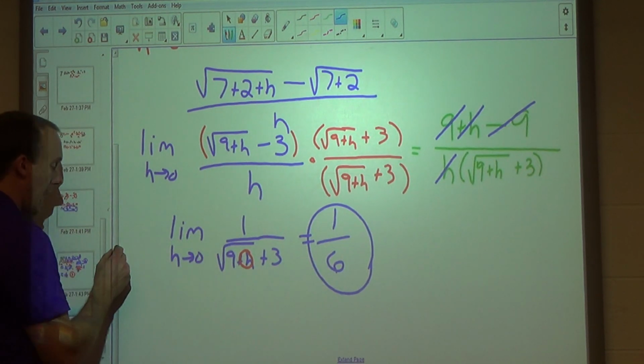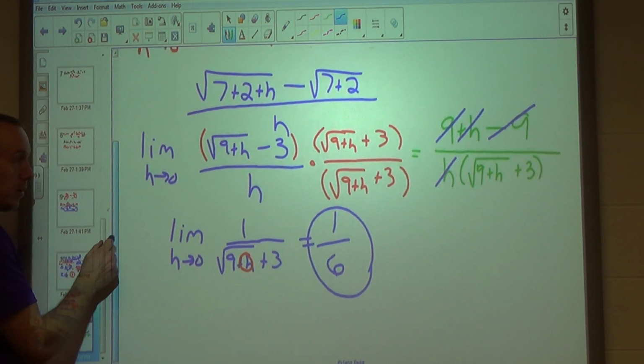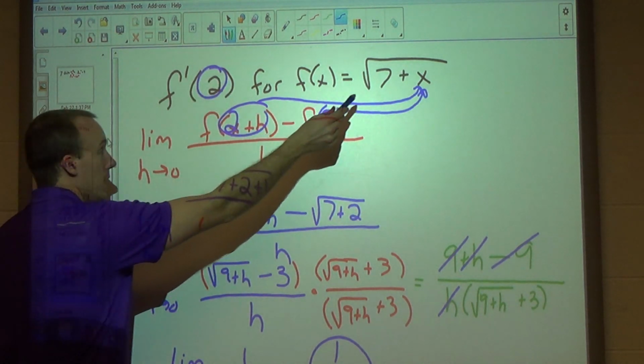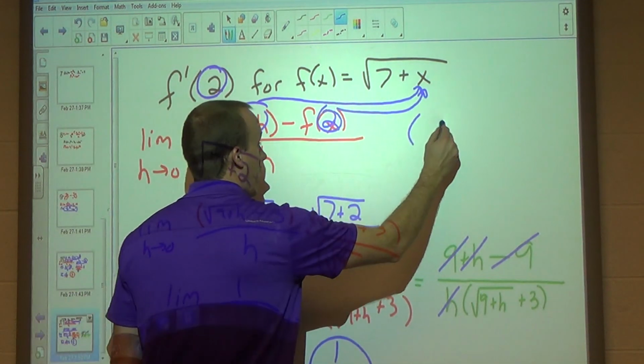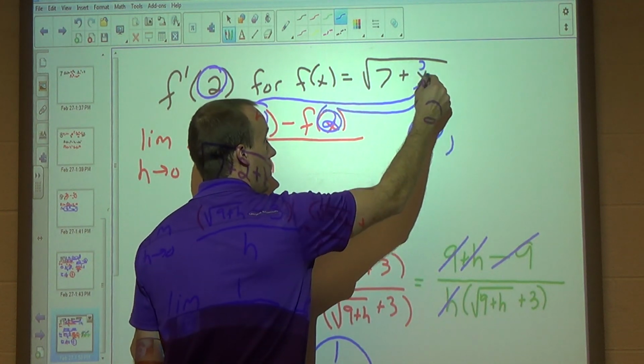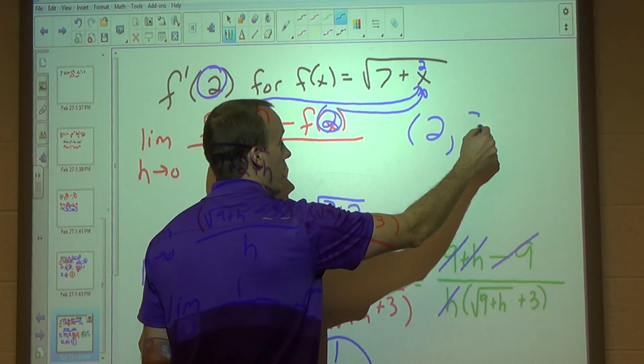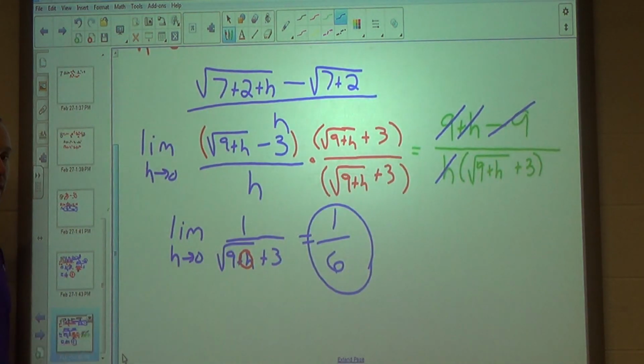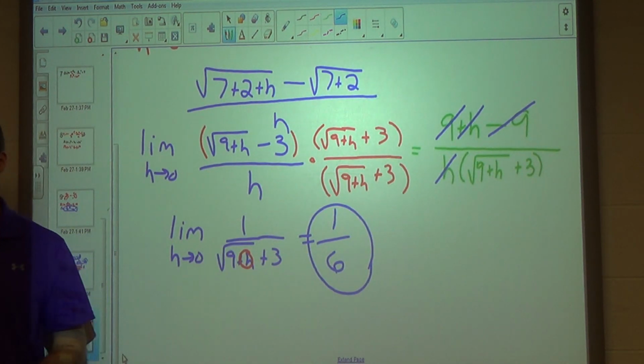Here's my slope. How would I get a point out of this if that's my slope? Plug your x into the function. Yeah, and the x would be the 2 here, right? So I plug my 2 into here. So it'd be 2 comma, what would that be, the square root of 9? 3. So now you have a point. Point-slope, yep, and then that's my tangent line, on the ones that say tangent lines.